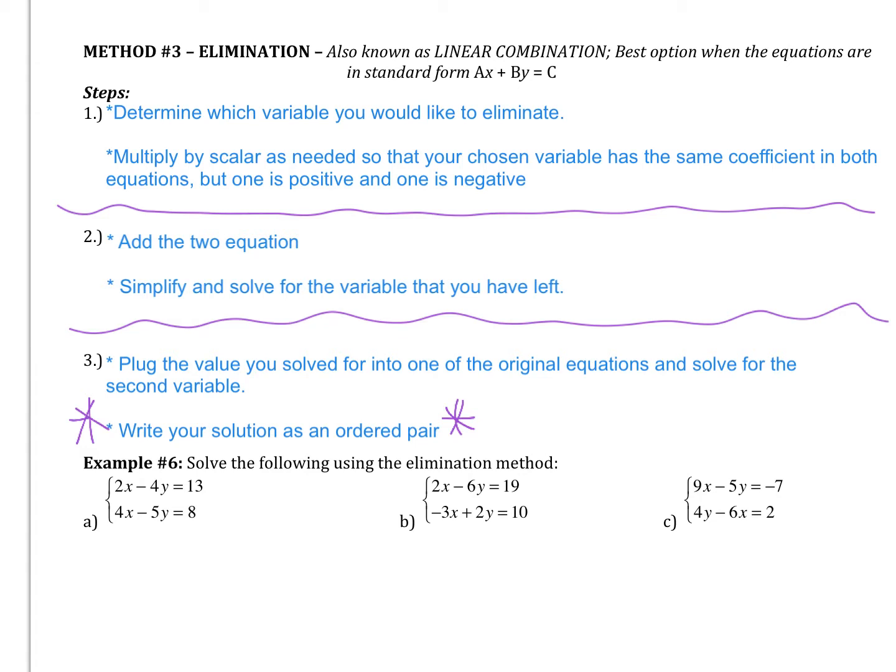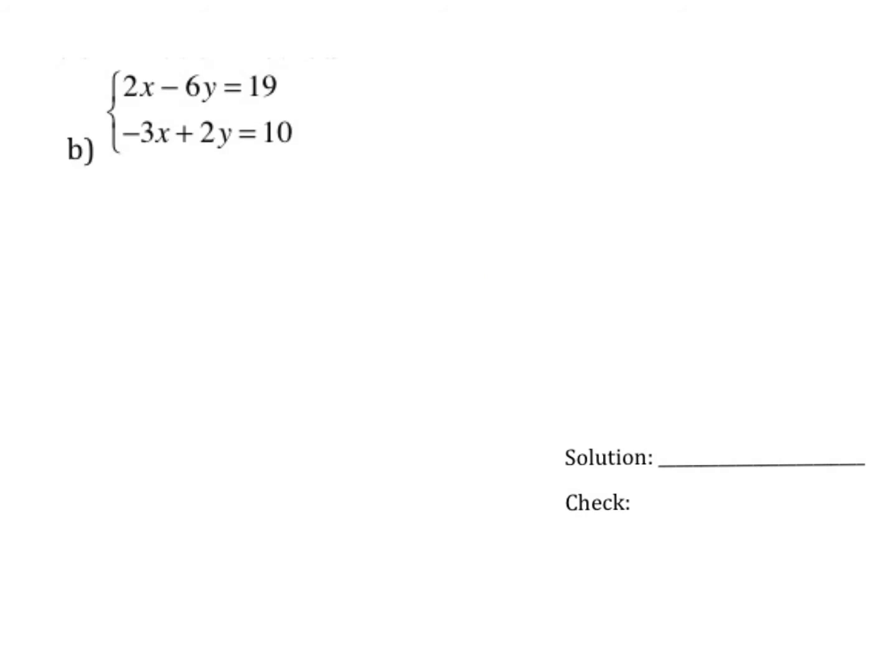So let's do an example here. I'm actually going to do letter B and letter C with you guys. So when we're solving for elimination, we need to eliminate one of the variables. So when you're looking at this, I'm seeing 2x minus 6y equals 19, and negative 3x plus 2y equals 10. So we want to see, is it easier to try and eliminate the x's, or is it easier to try and eliminate the y's?